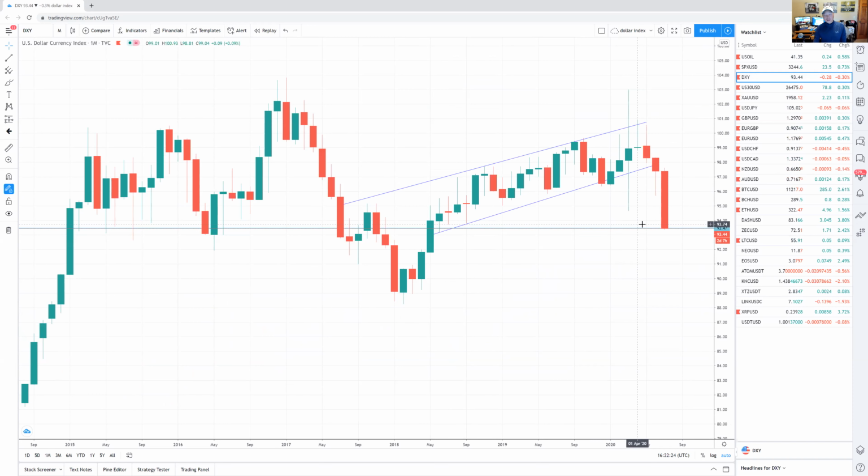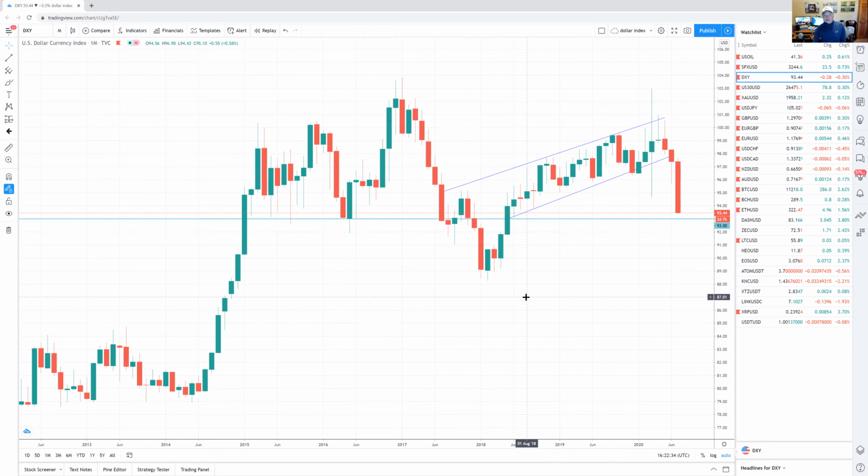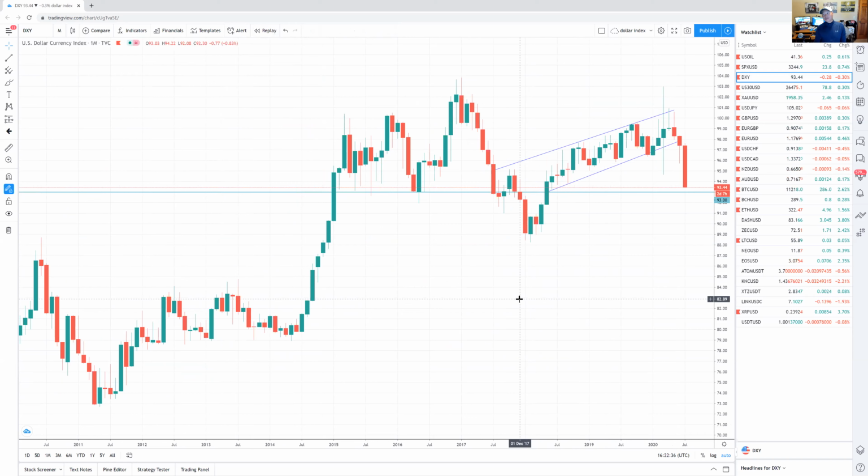So it's outside the bull channel. And you can see how far it's been driven down. I wouldn't be surprised if they drive it back down to 88. And we could probably see a recession, right? So just be careful where things are headed, especially until the end of this year.